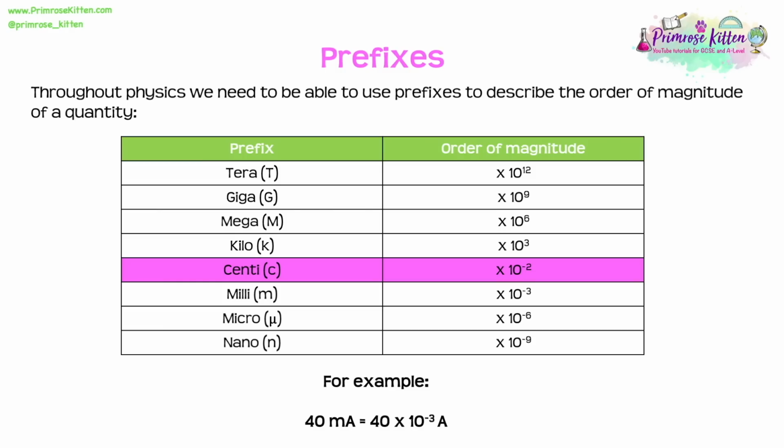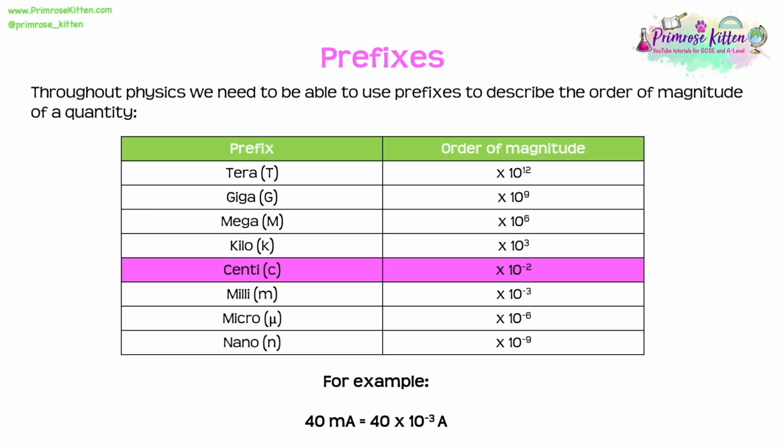And you'll see here that I've highlighted the centi one. The reason I did that is I just want you to imagine, if that wasn't there, notice the pattern with the numbers. They're going down by 3 each time. This is a really easy way to remember these. So all you need to do is remember the order of these prefixes, and then you can work out the order of magnitude.